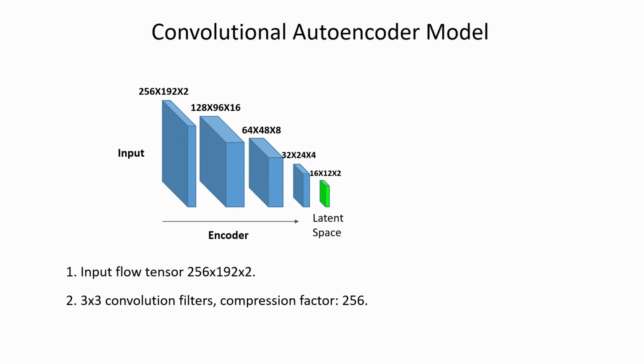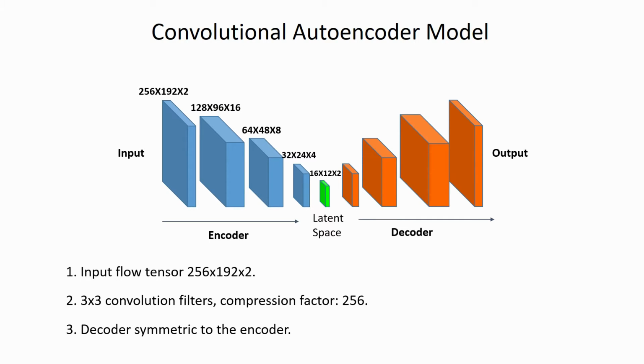The decoder of the network is symmetric to the encoder and also uses a series of 3x3 convolution and upsampling to reconstruct the input. Since the network is trained using only normal flow maps, the reconstruction loss for abnormal flow frames will be very high.